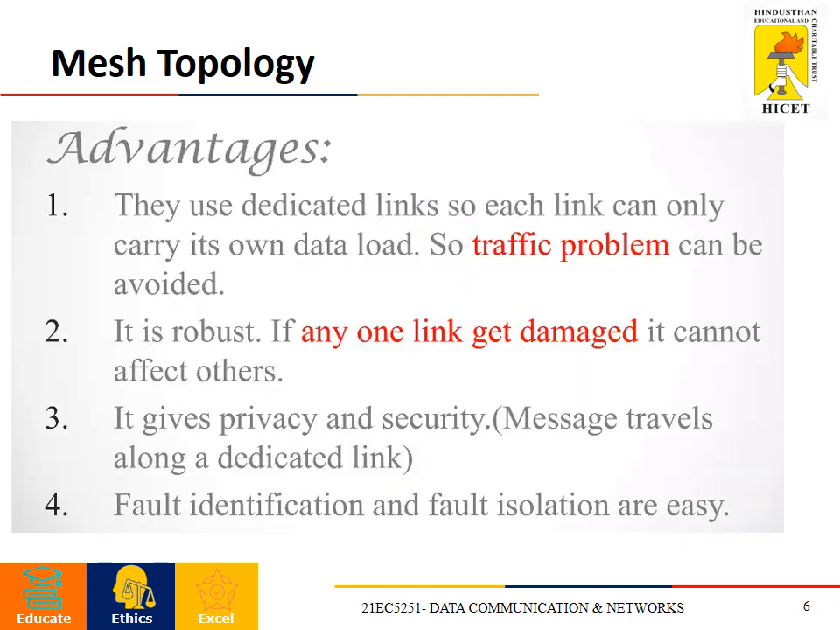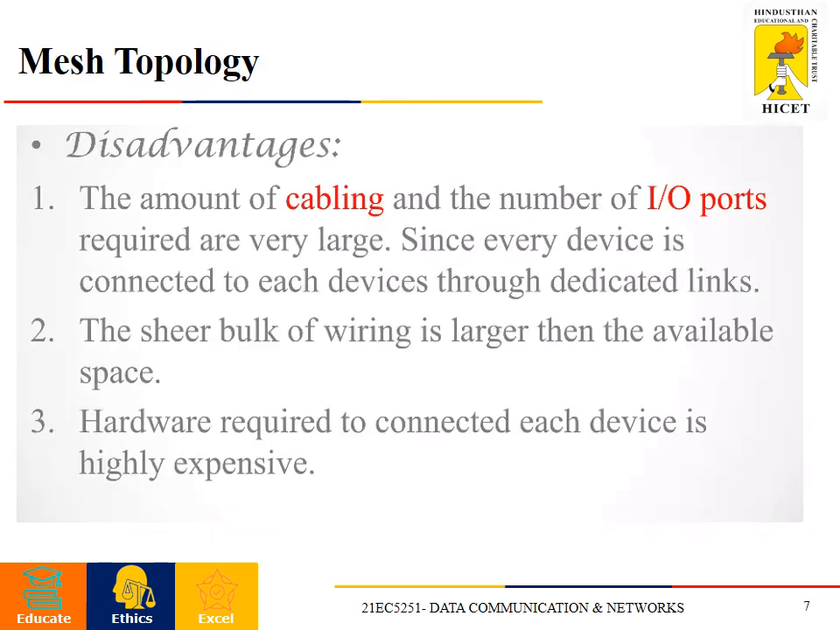Next, the advantages of mesh topology. They use dedicated links, so each link can only carry its own data. So traffic problems can be avoided. It is robust. If any one link gets damaged, it cannot affect others. It gives privacy and security. Fault identification and fault isolation are easy.